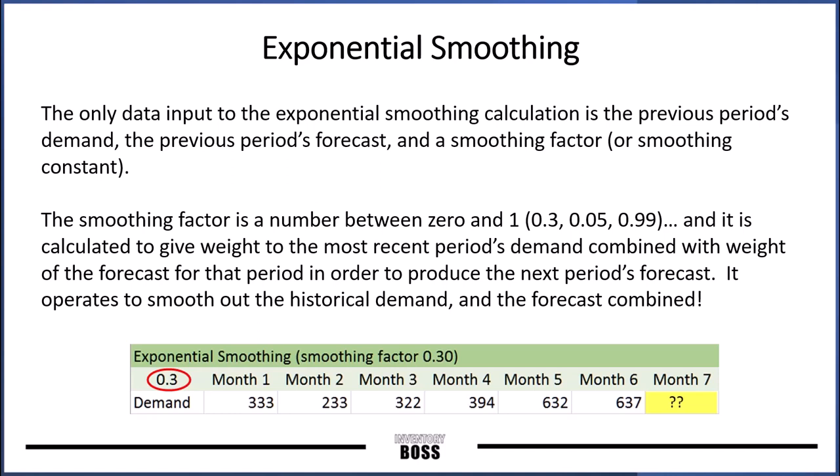And so what this does, as you can imagine, is it operates to smooth out the historical demand and the forecast combined. In this example, I'm using a smoothing factor of 0.3. Now, typically, my smoothing factors in real life are about a 0.7, 0.8, but I'm using a 0.3 in this particular example to find, as you know, what the answer is for month number 7.